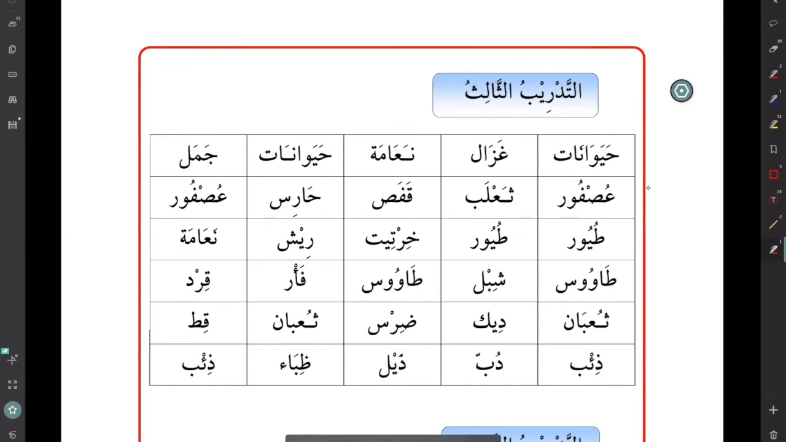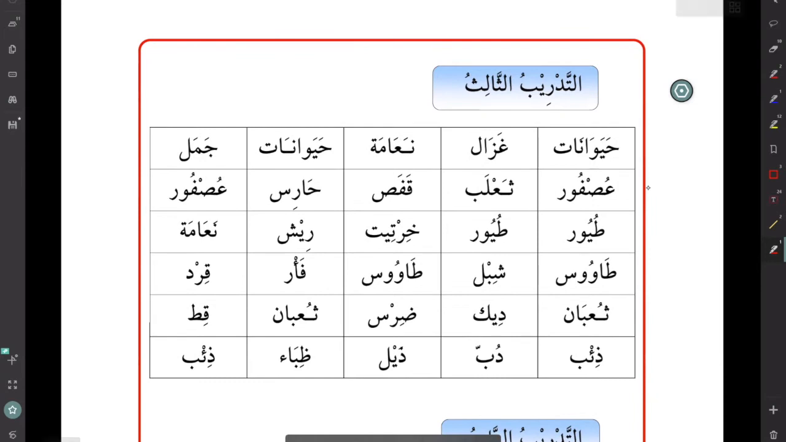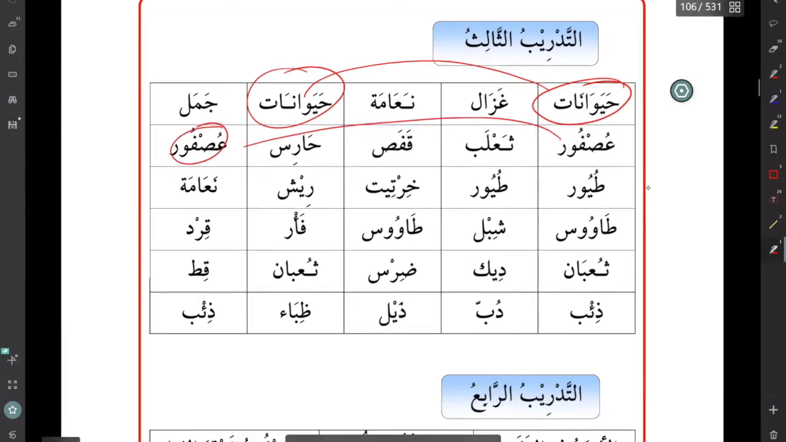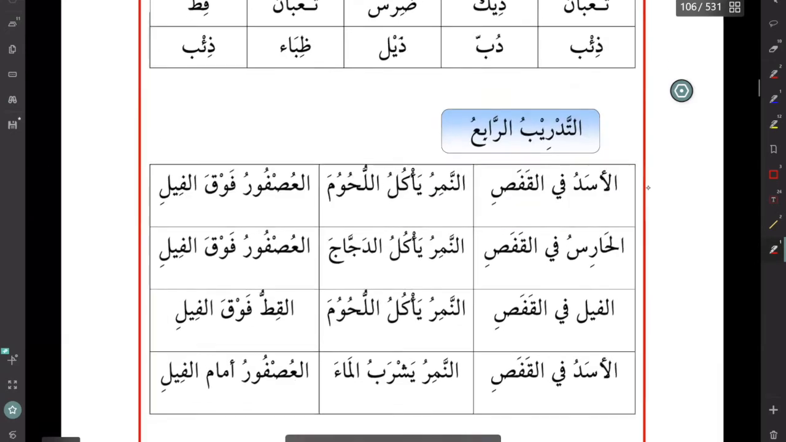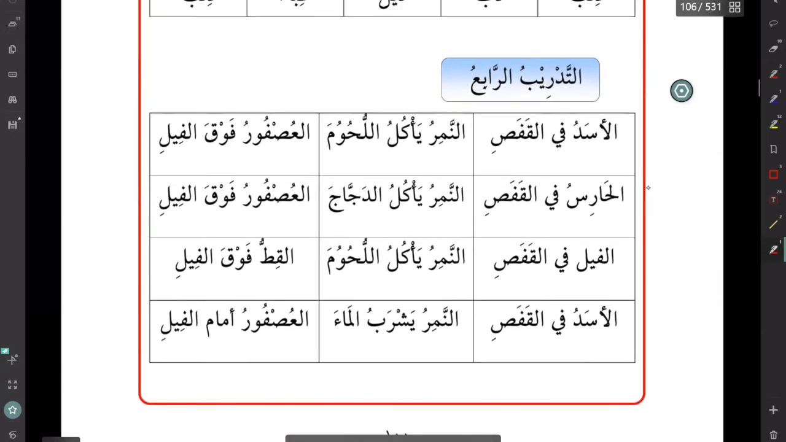Then we have التدريب الثالث. التدريب الثالث, the third exercise, it's the same thing. You look for this word, حيوانات. What is حيوانات? It is animals. Make sure you know this word before you look for it here and connect it. Okay? If you don't know, go back to the word list and memorize. عصفور is a bird. Okay? So you find عصفور and you connect. Okay? جيد؟ نعم. التدريب الرابع, the fourth exercise, it says الأسد في القفص.